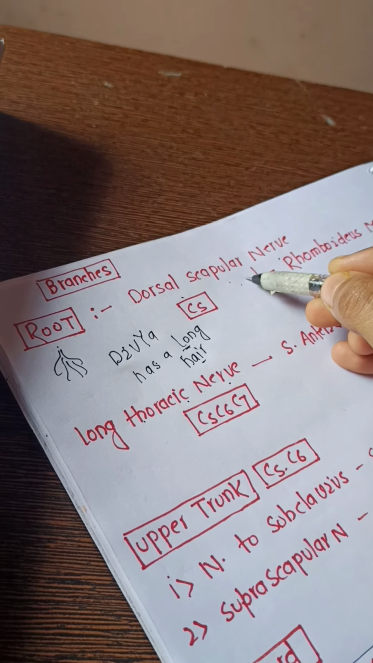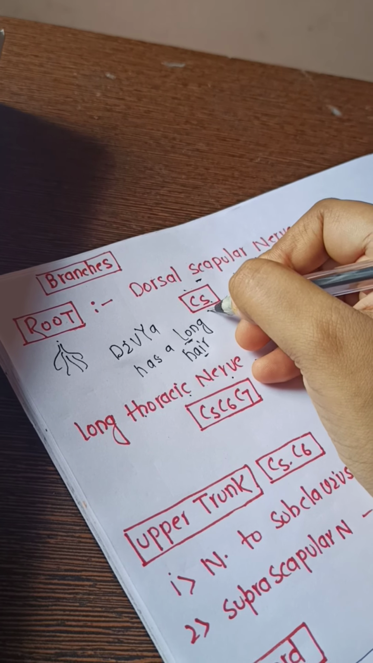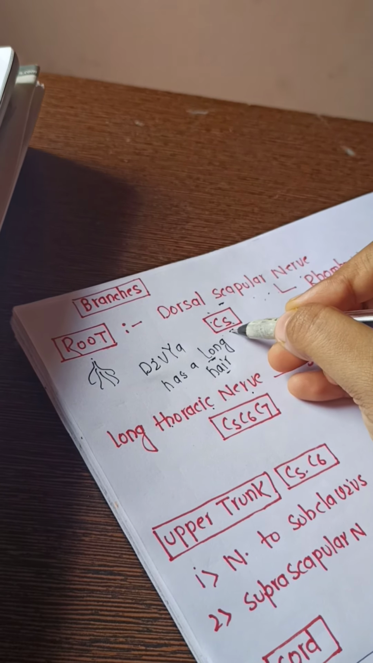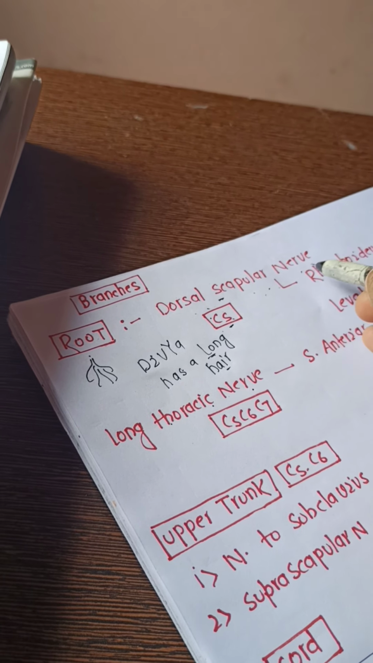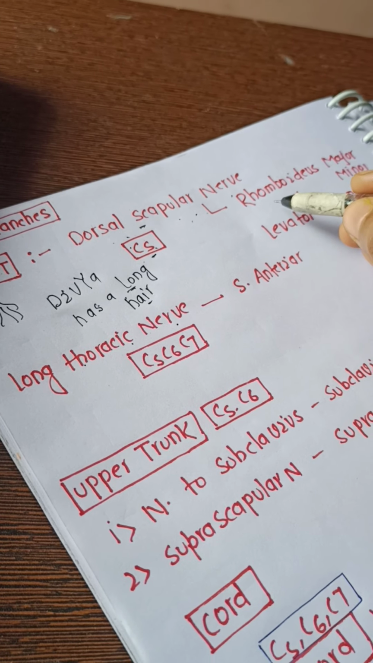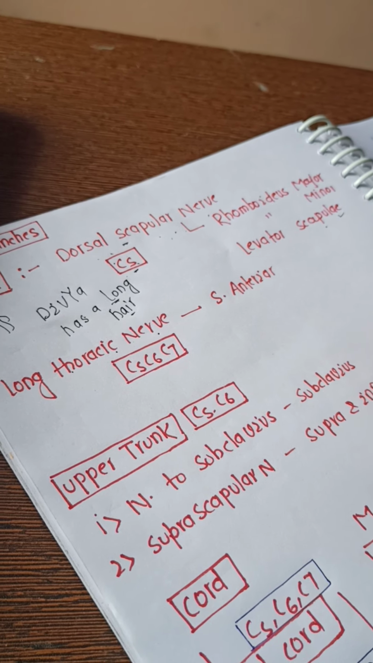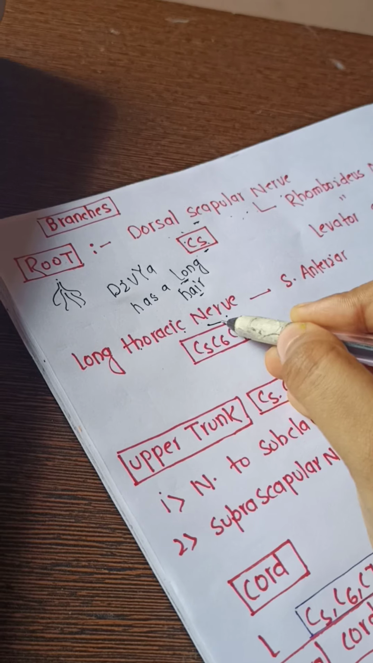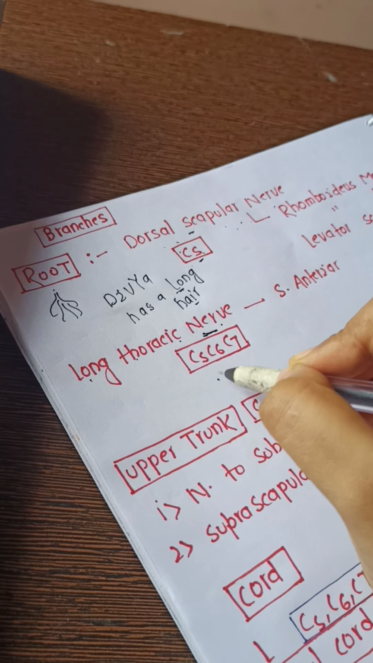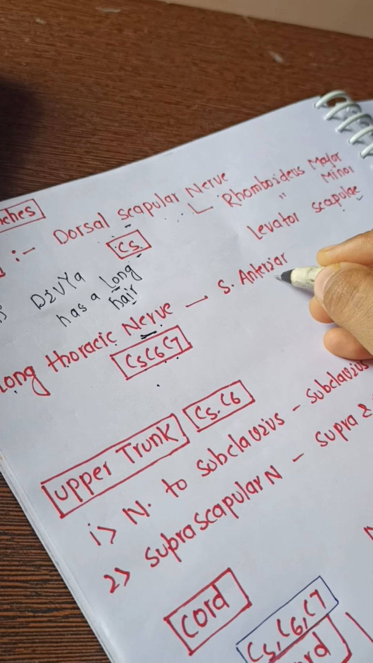Dorsal scapular nerve, how will we remember the root value? Scapular as 5 and the alphabet C and D. C, D. Then C5 is the root value for the dorsal scapular nerve. It supplies the upper scapular part of muscles like rhomboideus major, minor and levator scapulae muscle. Okay. Then long thoracic nerve. Long, the root value is also long, that means C5, C6 and C7, and it supplies serratus anterior.